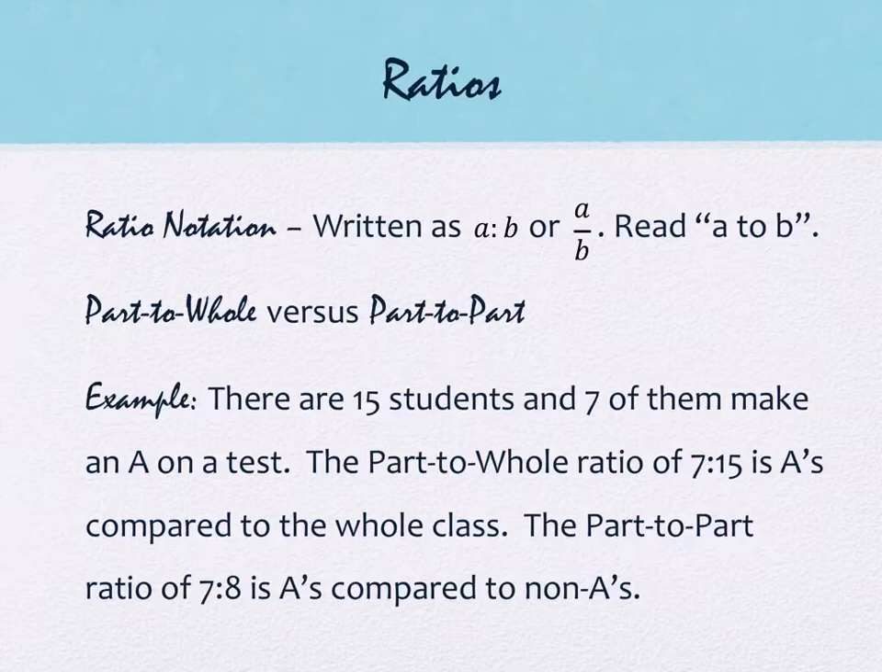Ratios, we'll start with ratios. Ratio notation has a couple of notations. It's written A colon B, or the fraction A over B. We read this, or we say it as A to B.